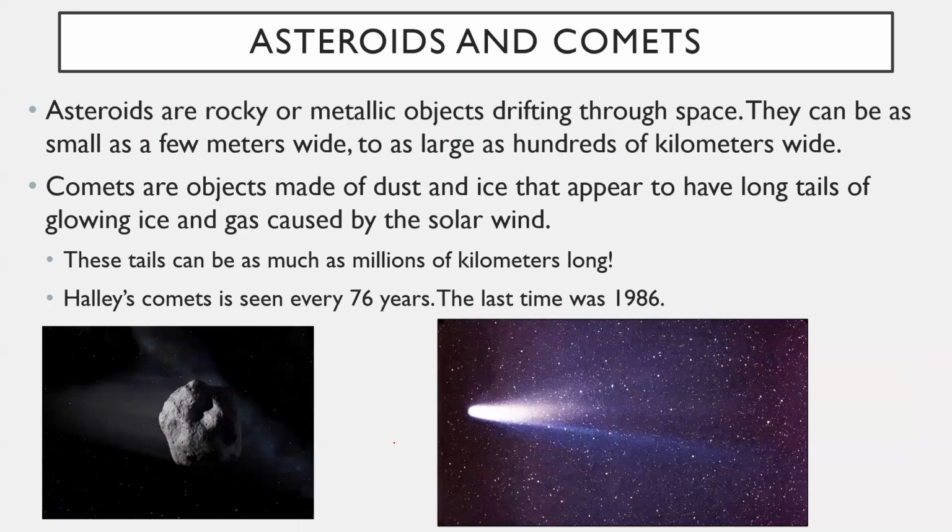Really big. Now, comets are kind of like asteroids, but they're objects made out of dust and ice that appear to have long tails of glowing ice and gas caused by the solar wind. So in other words, they're basically just big snowballs flying through space. And they get these really crazy long tails because the solar wind from the sun reacts with the ice and blows it away, giving it this long tail as it flies through space, which is pretty cool.